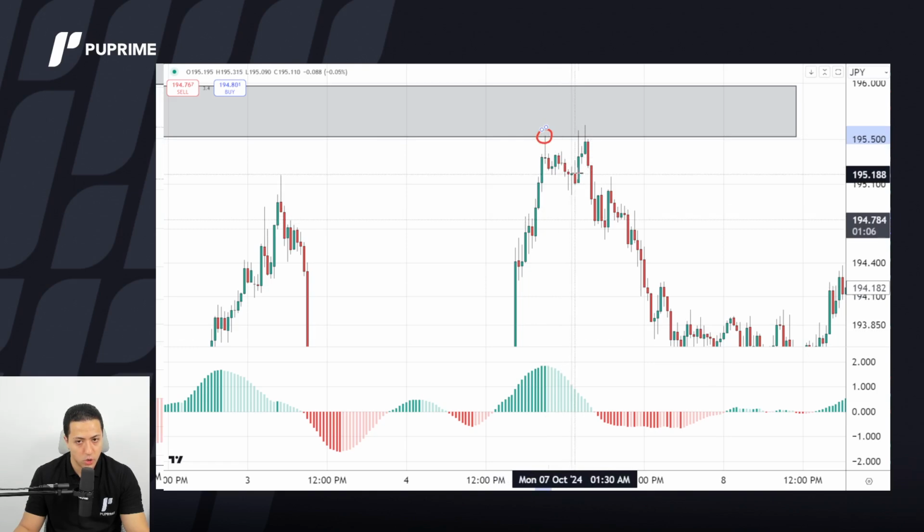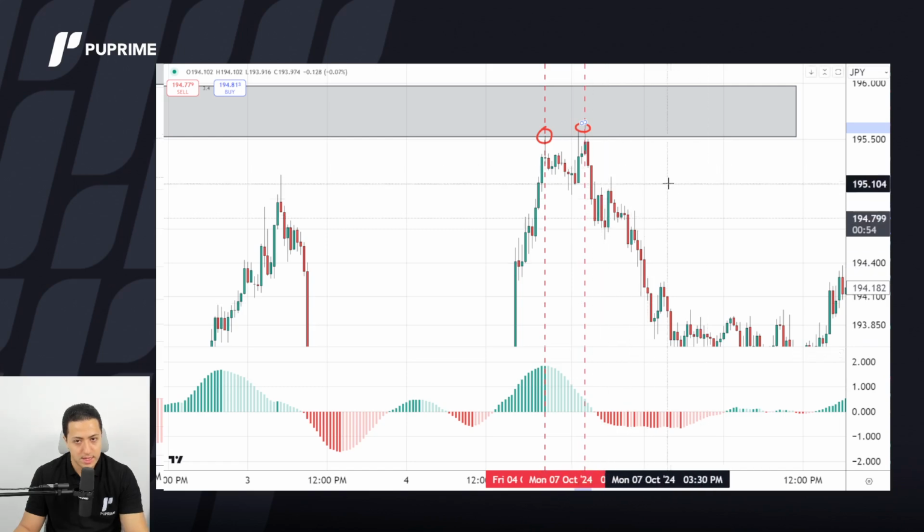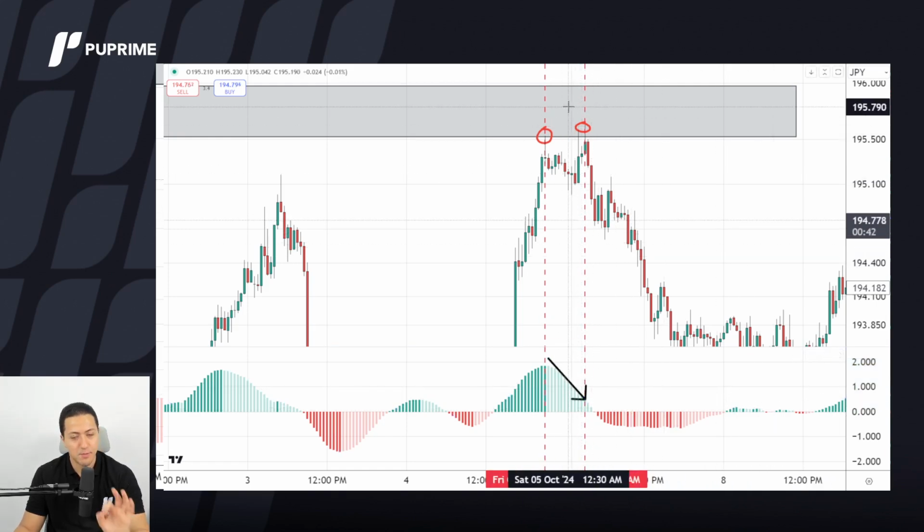Prices tried moving lower. We tapped into a slightly higher high. But if we draw and check what momentum was doing, you will see that as prices were trading nearly at the same level or even a slightly higher level, momentum was way lower. So this is a perfect example of what I personally would trade.